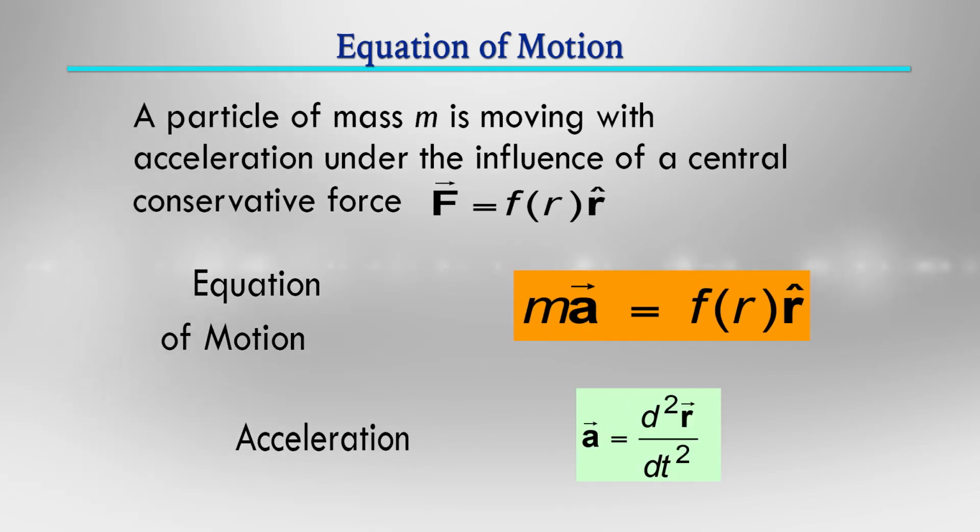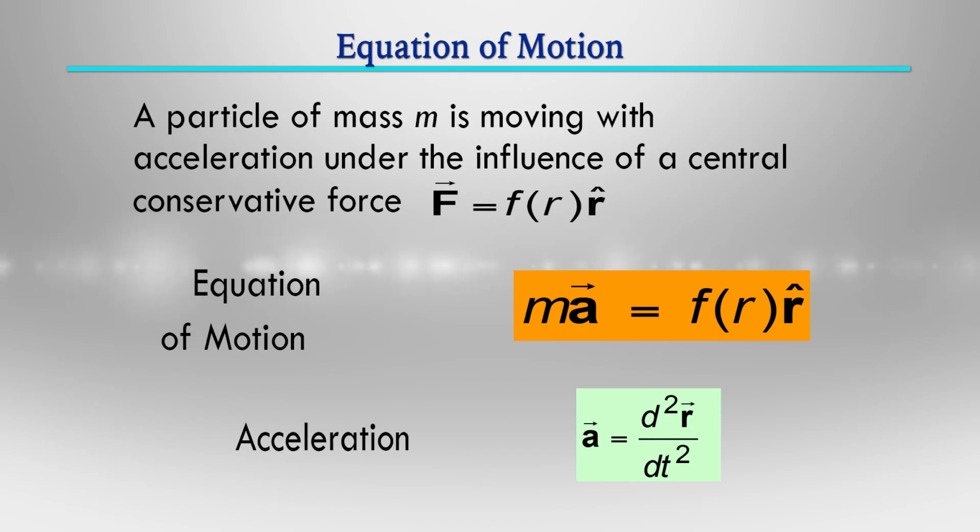Now suppose that a particle of mass m is moving under the influence of a central conservative force. We write it as the product of a function of the distance of the particle from the center of force multiplied by the unit radial vector which acts outward from the center of force. So you know how to write the equation of motion. It is the mass times the acceleration is equal to the force, which is F(r) times r cap.